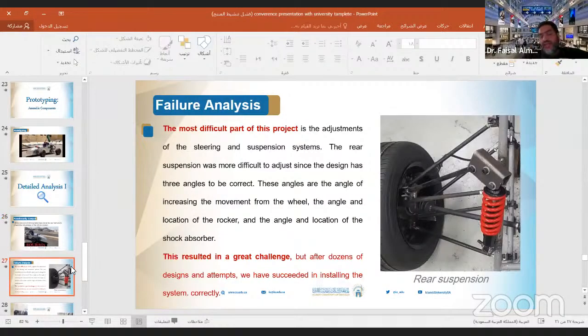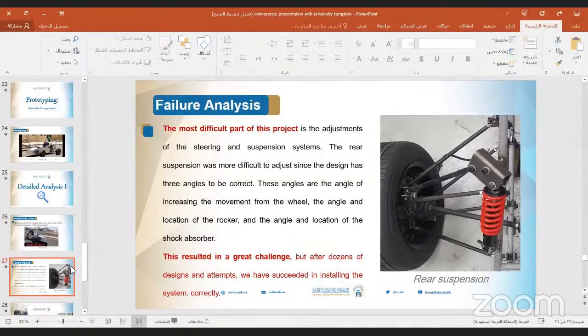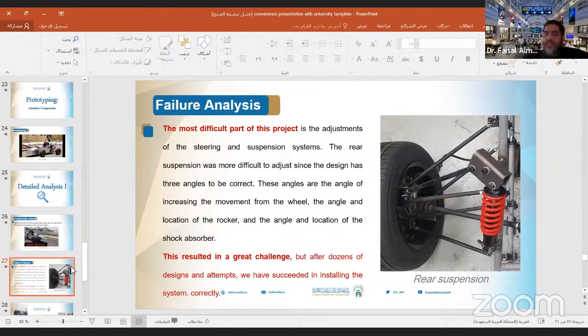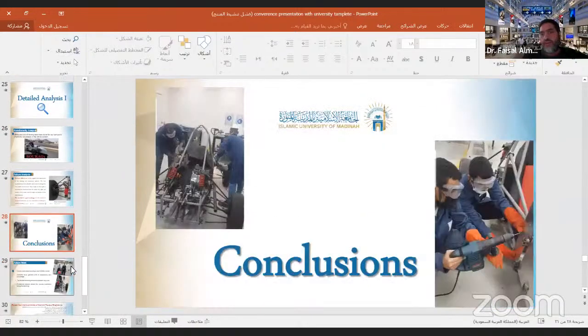Also, there is a failure analysis. The students go through it to see why this is failing, why there is a problem here and there, after we do the testing on the ground, because they go through the whole phase from the beginning, from scratch, till we get a prototype, and this prototype has to function very well.